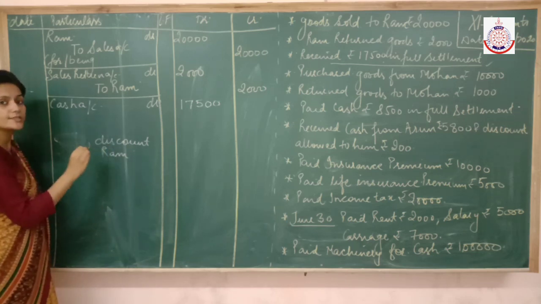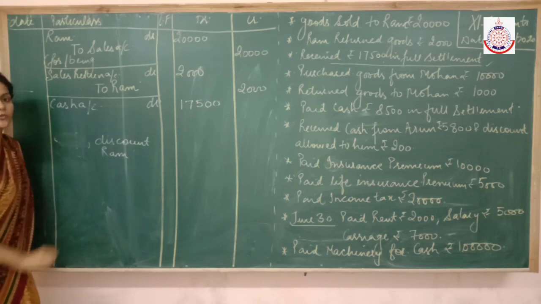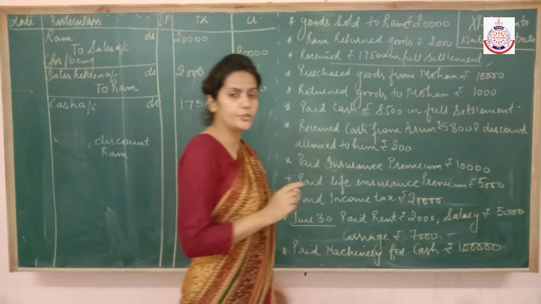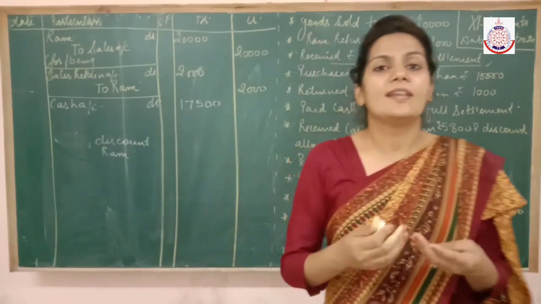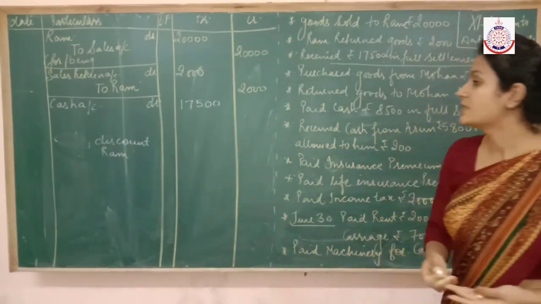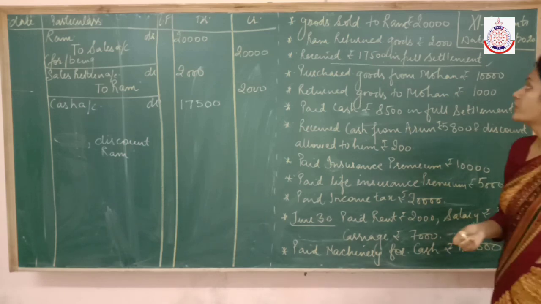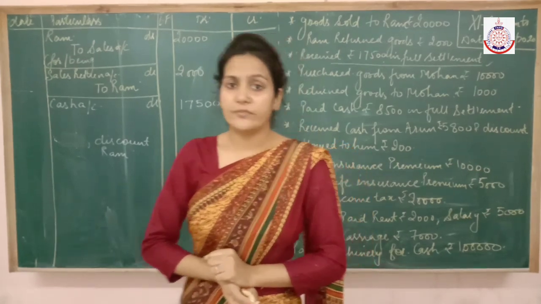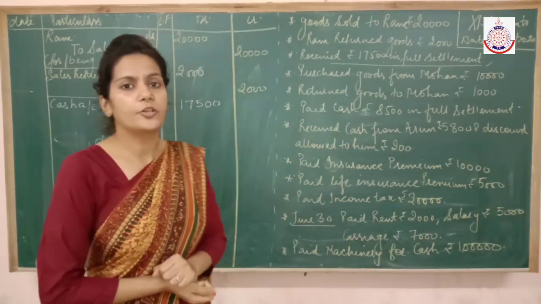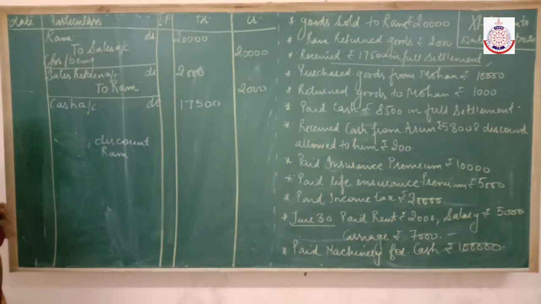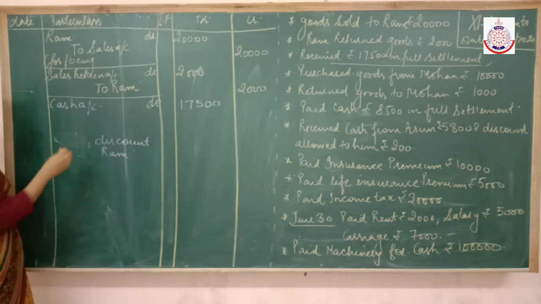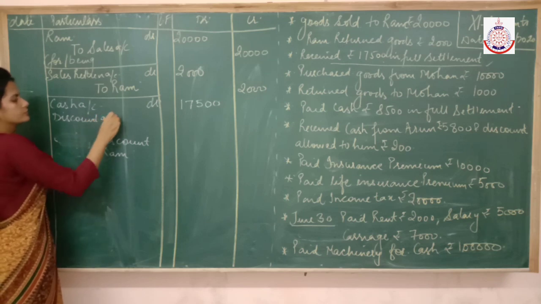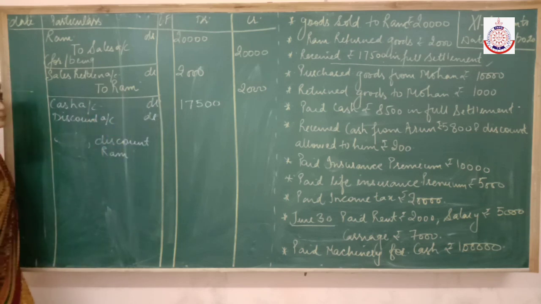Now next is discount. You have given discount to your customer. If you have given discount to your customer, it is an expense for you. You can think you are receiving less payment. You have to receive 18,000, my students, but you are receiving only 17,500. It means you are getting rupees 500 less. It is an expense for you, and all the expenses are to be debited as per the rule of nominal account. So write here discount, 500.